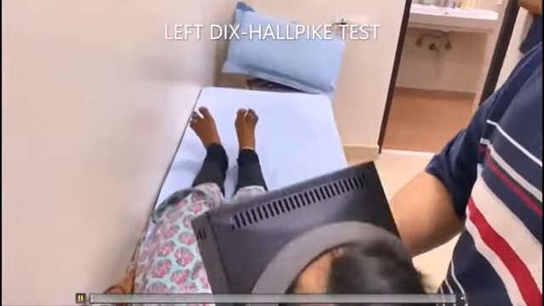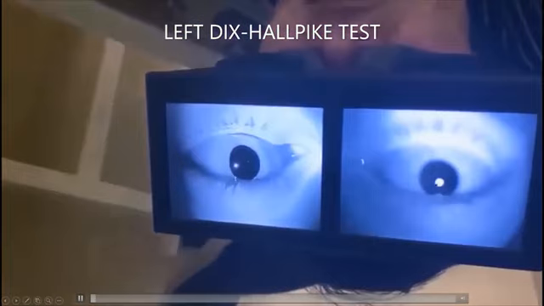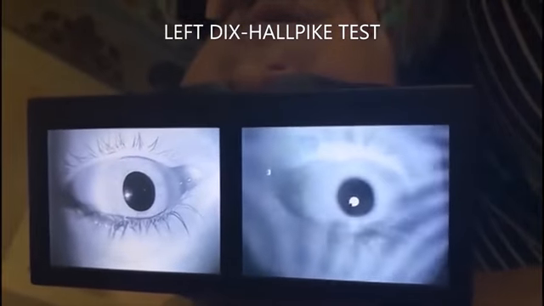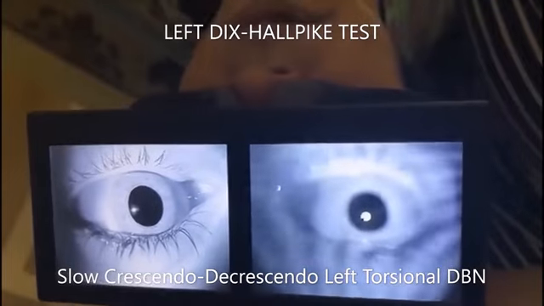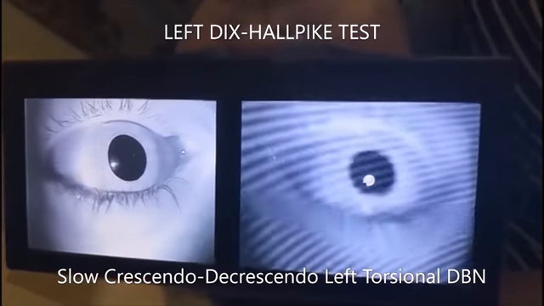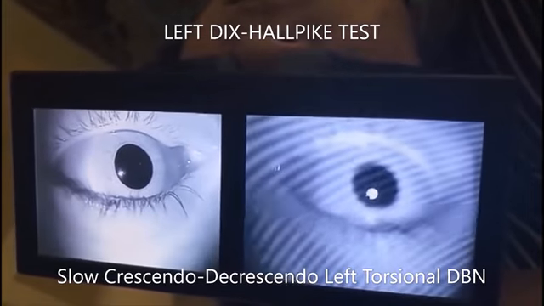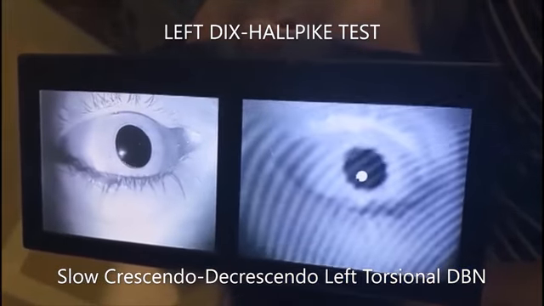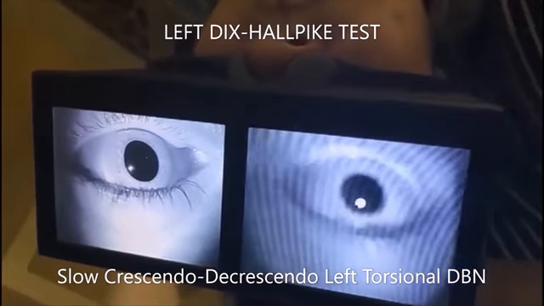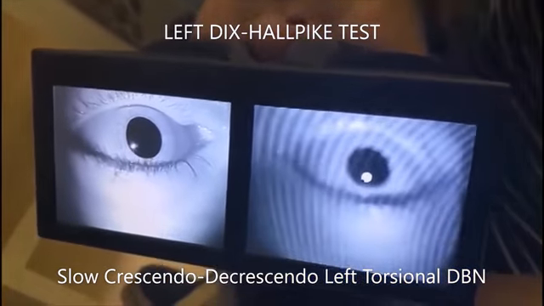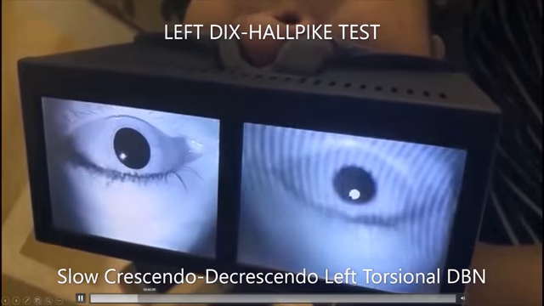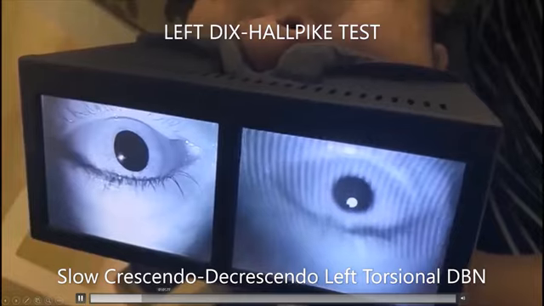The left Dix-Hallpike test elicits a slow crescendo-decrescendo downbeat nystagmus with a left torsional component. So this nystagmus is generated by the otoconial debris in the right-sided non-ampullary posterior semicircular canalolithiasis. This was a pretty long nystagmus of 1 minute duration. I have scrolled it to almost 1 minute.